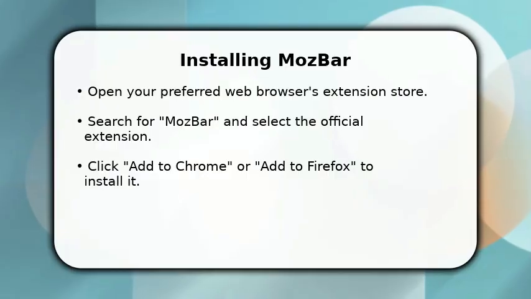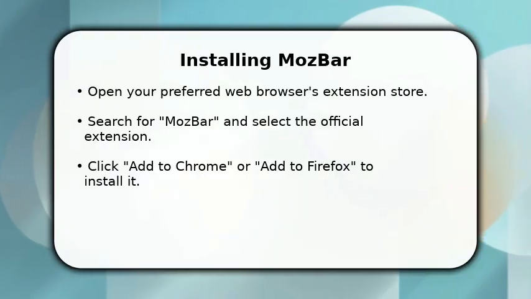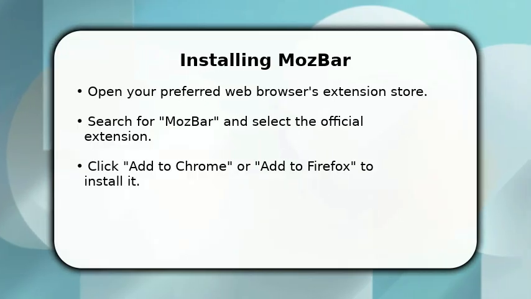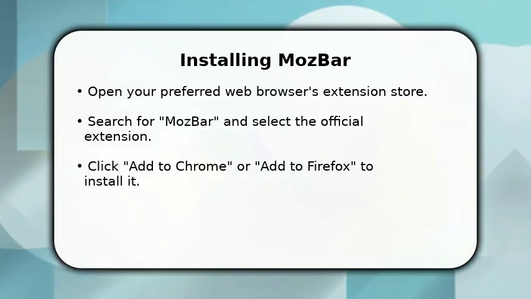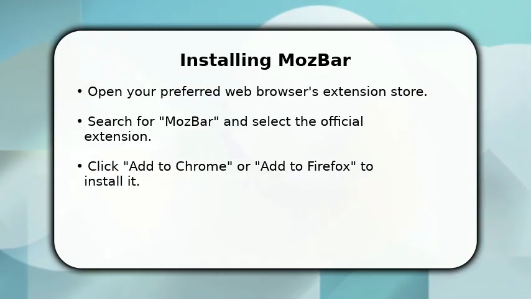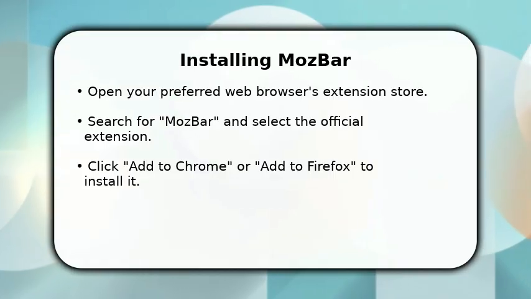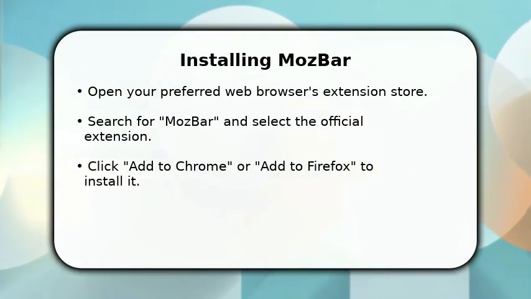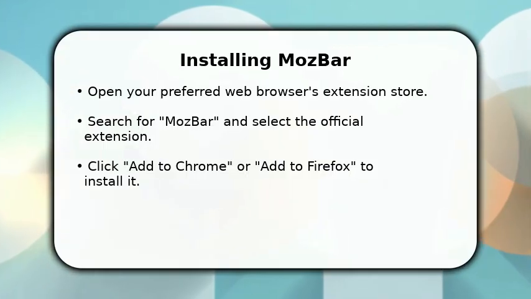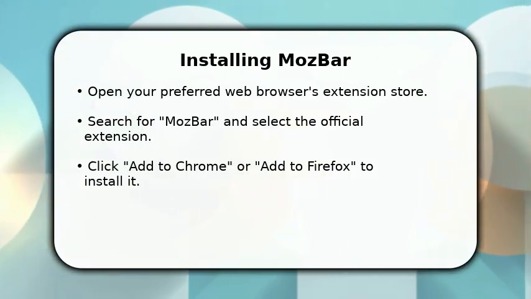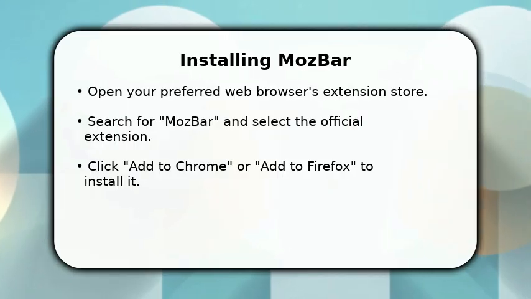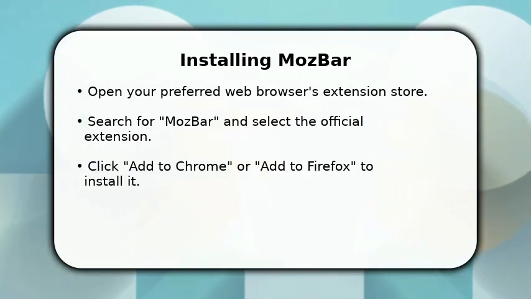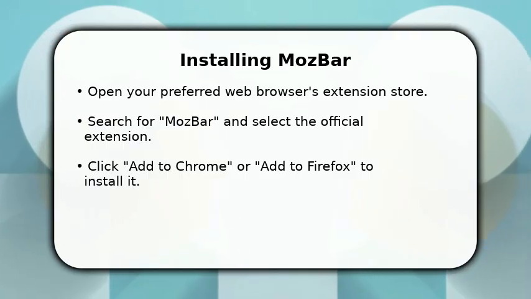Enjoy the video. In this video, I will show you how to sign up for MozBar. First, you will need to install the MozBar browser extension. Navigate to your browser's extension store, like the Chrome Web Store or Firefox add-ons. Use the search bar to find MozBar and then click the Add to Browser button. Confirm the installation when prompted, and the MozBar icon will appear in your browser's toolbar, ready for the next step.